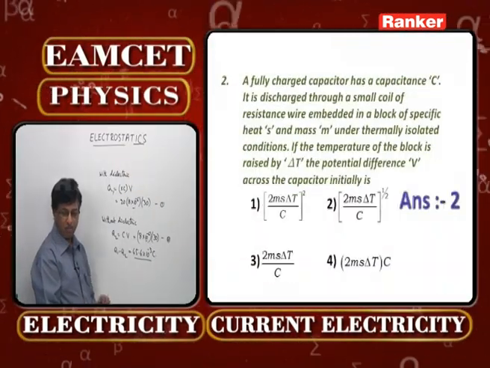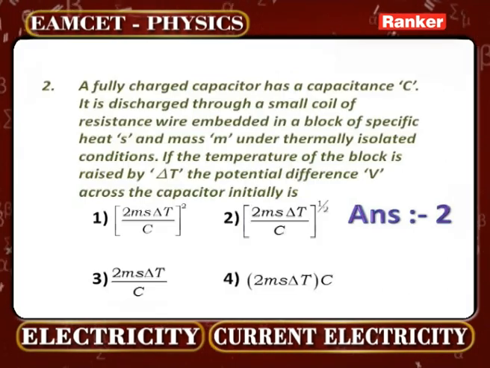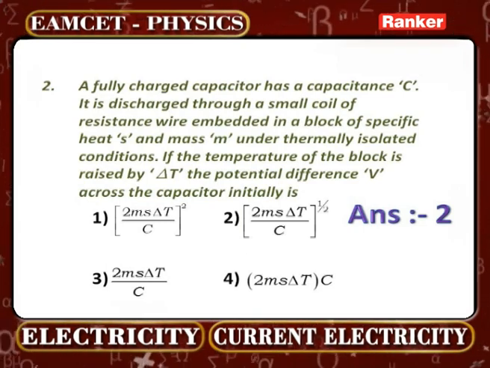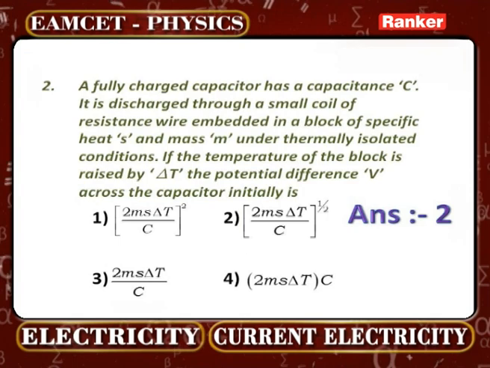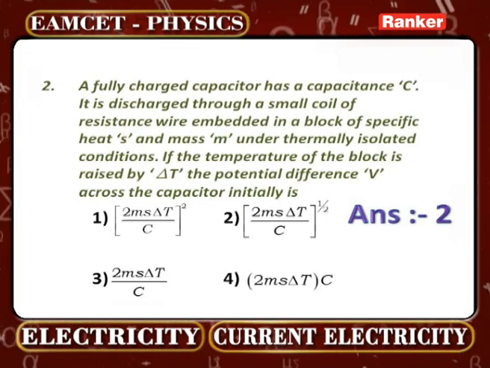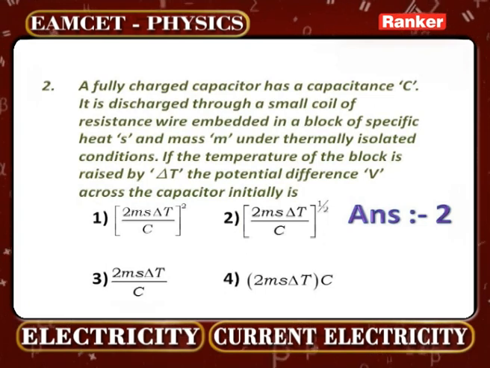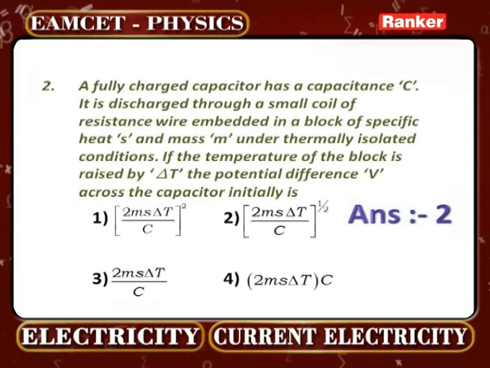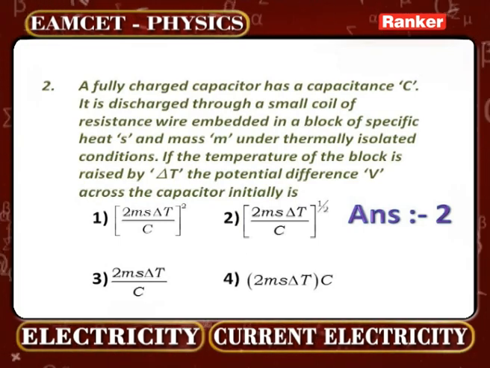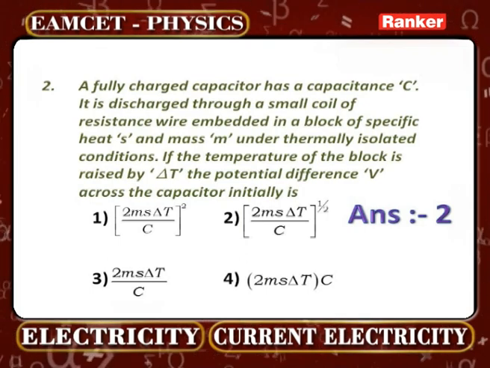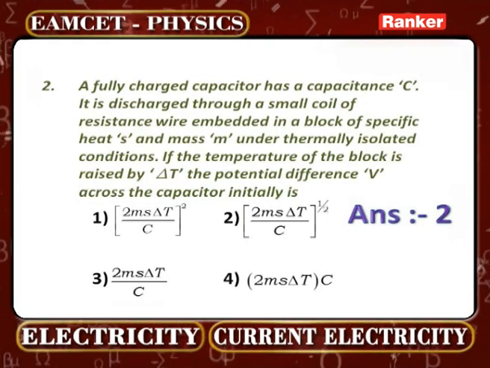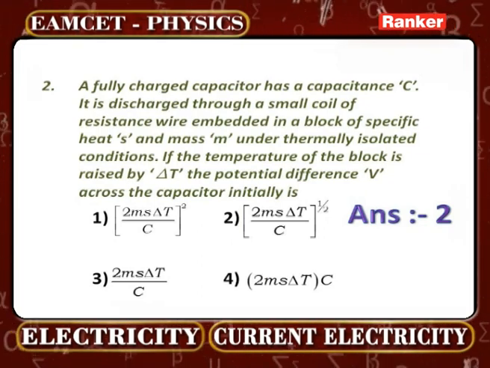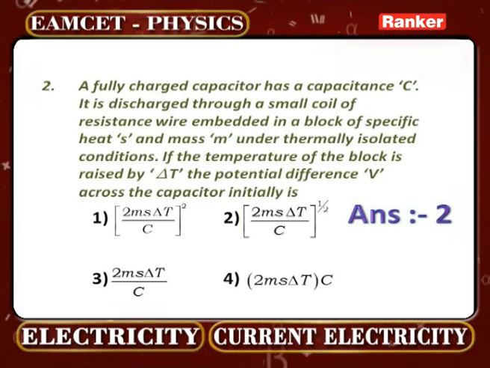Look at the second problem, please. A fully charged capacitor has a capacitance C. It is discharged through a small coil of resistance wire embedded in a block of specific heat S and mass M under thermally isolated conditions. If the temperature of the block is raised by delta T, that is the variation in temperature, the potential difference V across the capacitor initially is how much? That is the concept. Wonderful question. He is just linking up this electrostatics with one of the chapters of heat and thermodynamics.